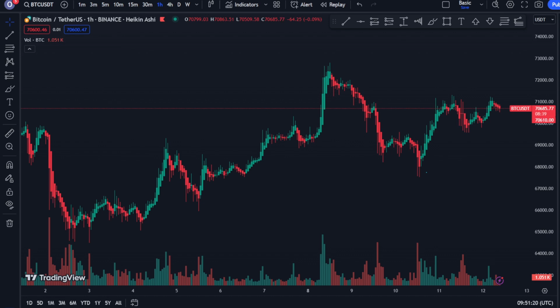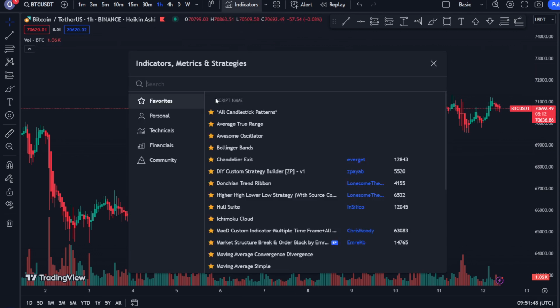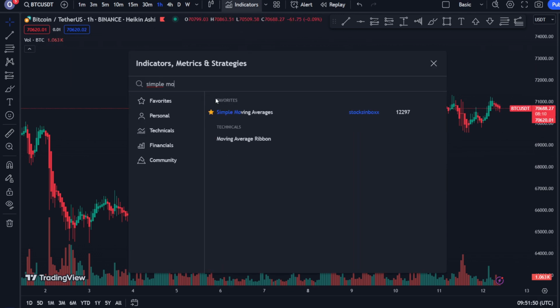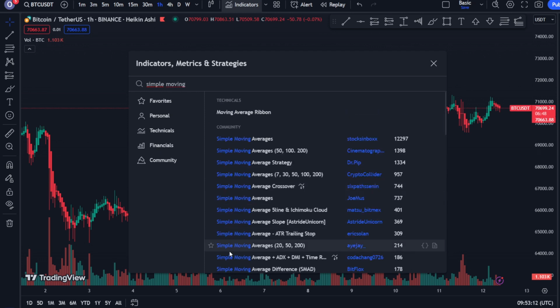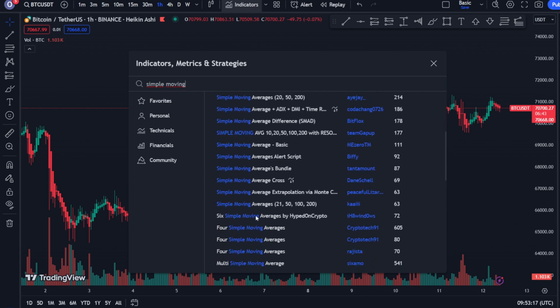To identify the general trend, I use the simple moving average. Make sure you are on the 1-hour chart, go to the indicator tab and type in simple moving average. Clicking it will add the indicator automatically on your chart. If you are new to Tradingview, check out my video tutorial on my channel.